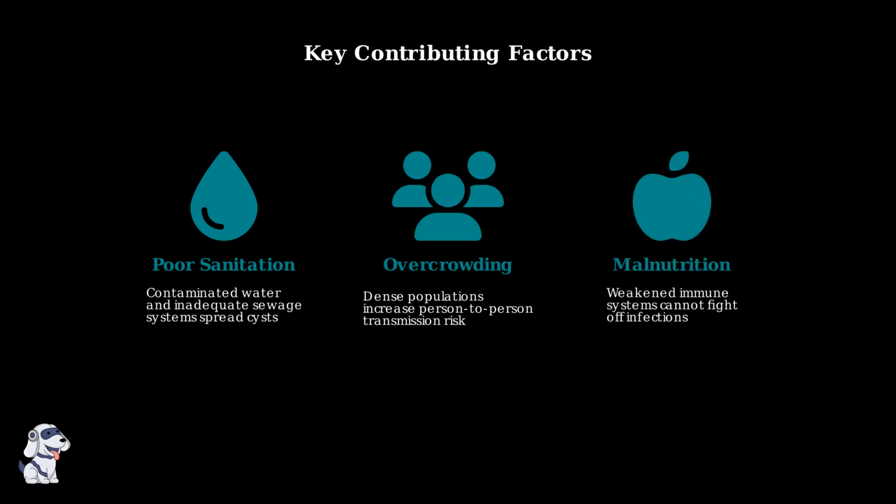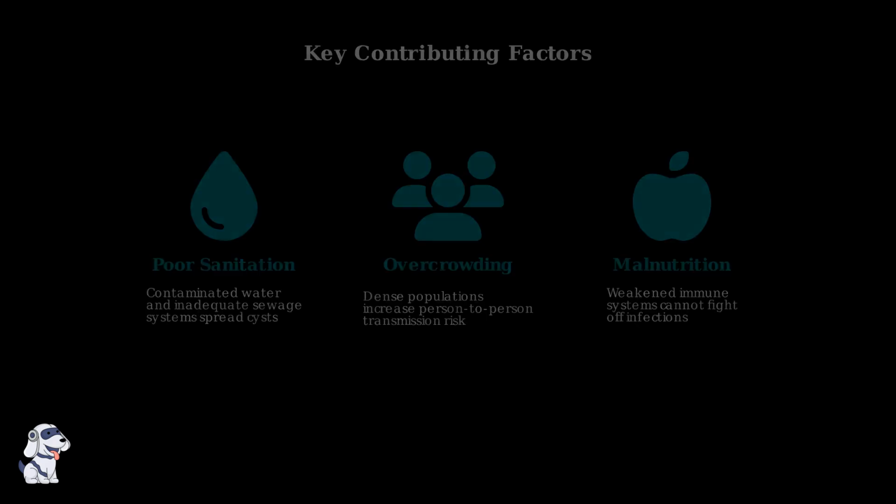When people don't have access to adequate nutrition, their immune systems become weakened, making them more susceptible to infection and more likely to develop severe symptoms. The numbers tell the story clearly. Approximately 500 million people worldwide are infected with Entamoeba species, with the vast majority living in these vulnerable regions where all three risk factors converge.